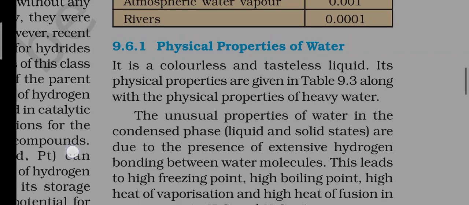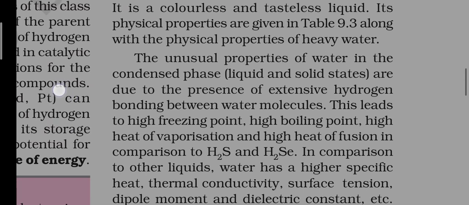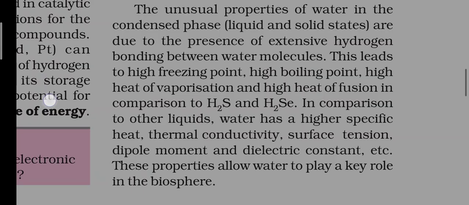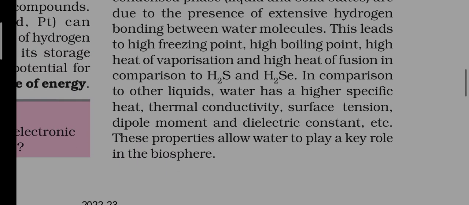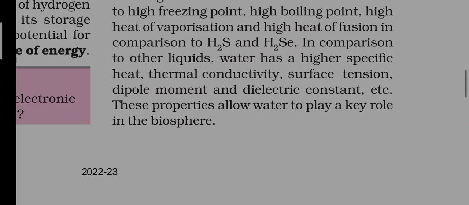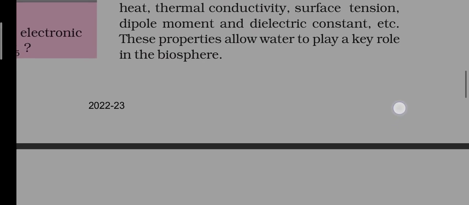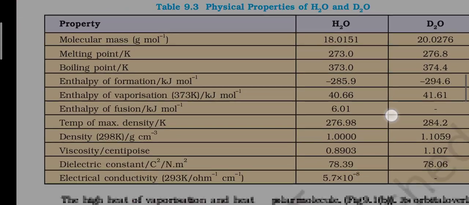Physical properties of water. It is a colorless and tasteless liquid. The unusual properties of water in the condensed phase, that is liquid and solid state, are due to presence of extensive hydrogen bonding between water molecules. This leads to high freezing point, high boiling point, high heat of vaporization, and high heat of fusion in comparison to H2S and H2Se. In comparison to other liquids, water has a higher specific heat, thermal conductivity, surface tension, dipole moment, and dielectric constant, etc. These properties allow water to play a key role in the biosphere.